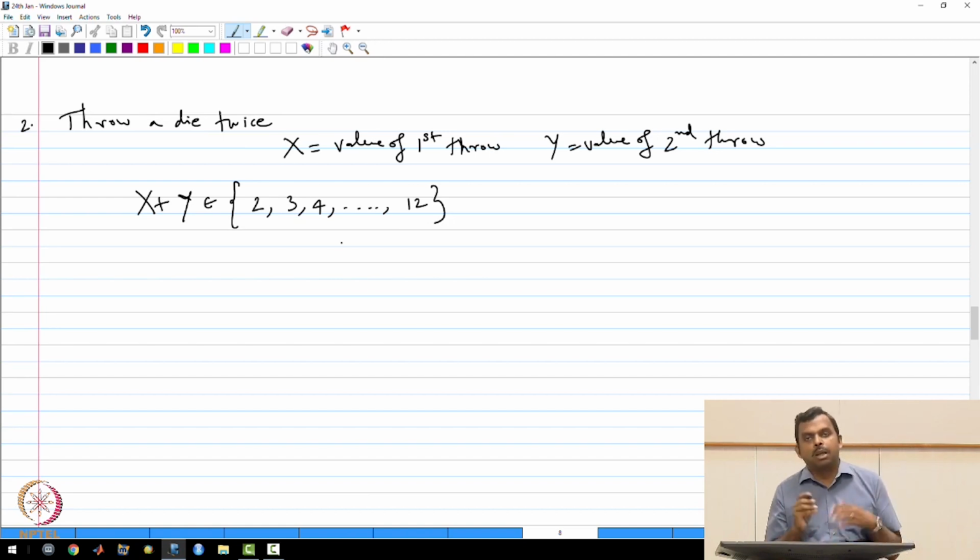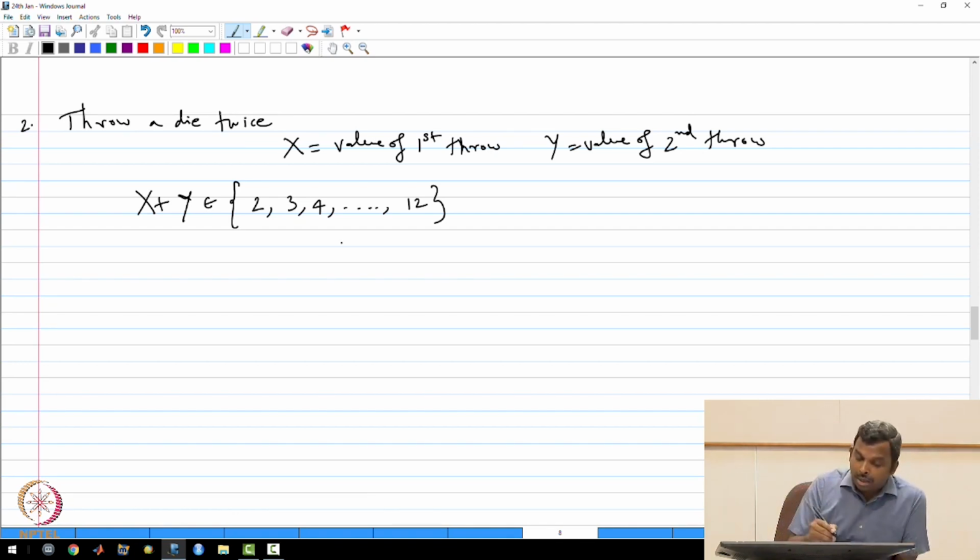Is that okay? Think about it. It can take value 2, since 1 plus 1 will be 2. It cannot go below that. It cannot take a value 1, right? So you have to visualize this and understand that X plus Y would take all these values. And then for a particular value of X plus Y, you need to find out the probability. So for instance, I might be interested in the probability that X plus Y equals 2.